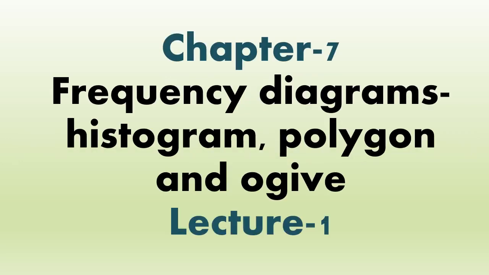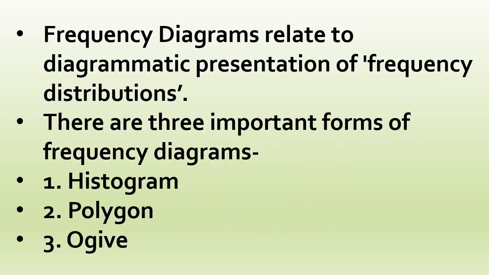In this video we shall start a new chapter, that is chapter number 7, frequency diagrams, histogram, polygon and ogives, from our statistics for economics book, and this is my lecture number 1 for chapter 7. Frequency diagrams relate to diagrammatic presentation of frequency distributions. There are three important forms of frequency diagrams: histograms, polygon and ogive. In this lecture, we shall discuss histograms.